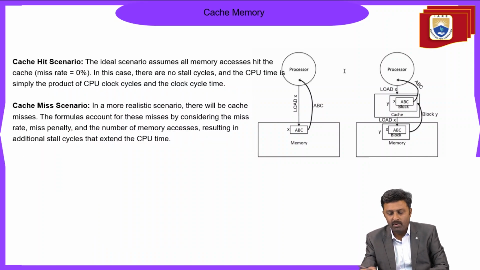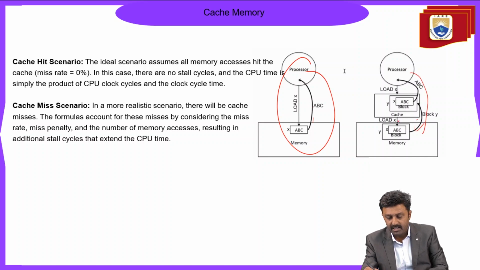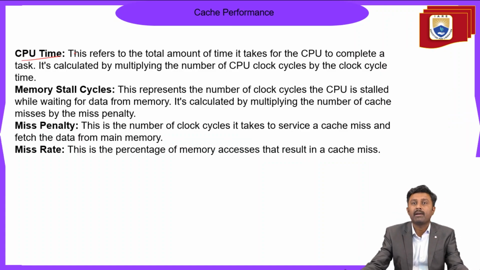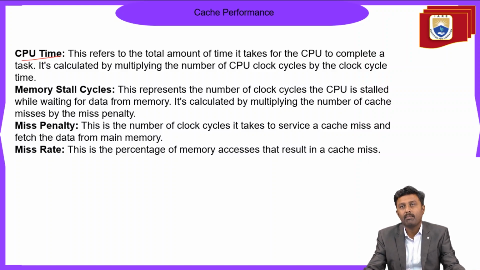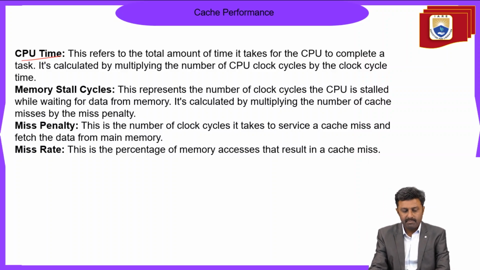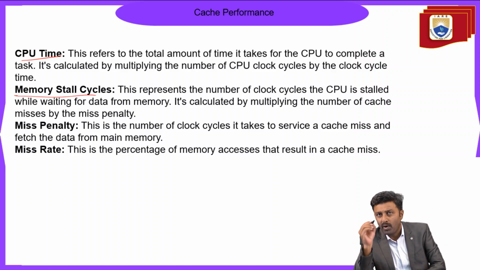So this is a hit scenario. This example shows a hit scenario here. Whenever the processor asks for some data, it is given, and in the second case the data is not given, so again it goes into the loop. You'll see some of the basic terms and their definitions here, starting with CPU time. This refers to the total amount of time it takes for the CPU to complete one task. It is calculated by multiplying the number of CPU clock cycles by the clock cycle time. That is the total CPU time. So CPU time is basically the time required to execute one instruction.